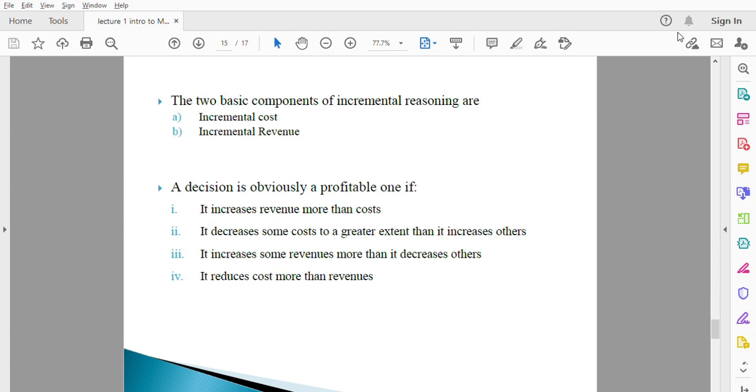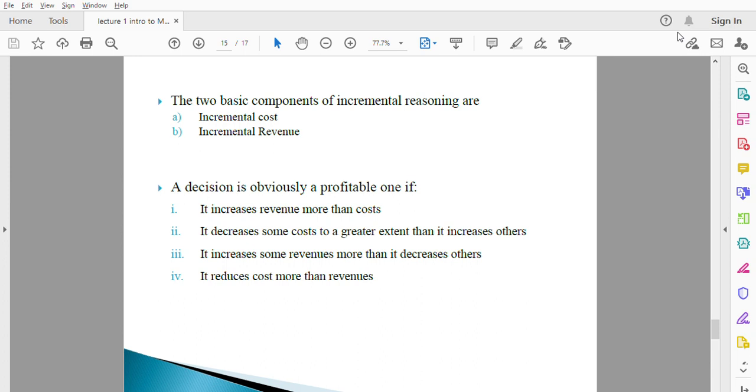Alright, so there are two basic components of incremental reasoning, and these are incremental cost and incremental revenue. Incremental cost, that is the extra cost, and incremental revenue, the extra revenue. A decision is obviously a profitable one if any of these hold. If it increases revenue more than cost, if revenue is more than cost, it's a profitable one. Also, if it decreases some cost to a greater extent than it increases others. So if some costs reduce, we are always looking for reduction in cost, right? So if some costs reduce to a greater extent than the increase in others, it's a profitable one.